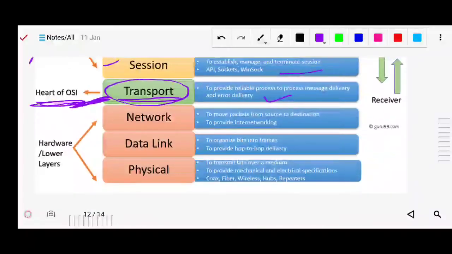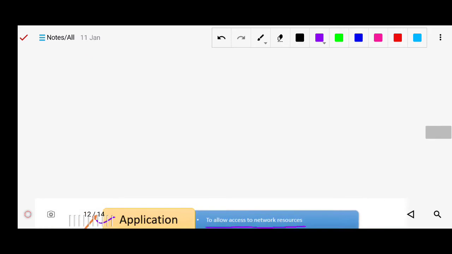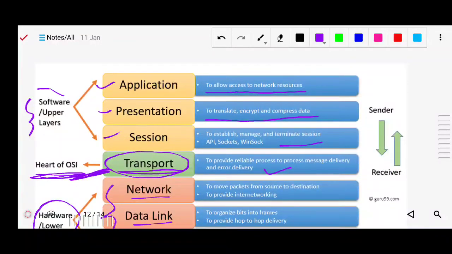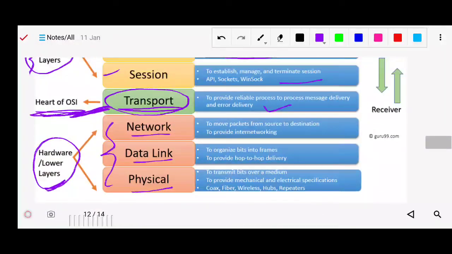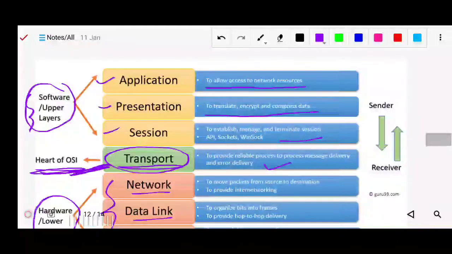The lower layers, the network, data link and physical, are where the hardware works, and the upper ones, application, presentation and session, are where the software works. The middle is the heart of these layers. This is called the OSI model. The full form of OSI is Open System Interconnection. There are total 7 layers.